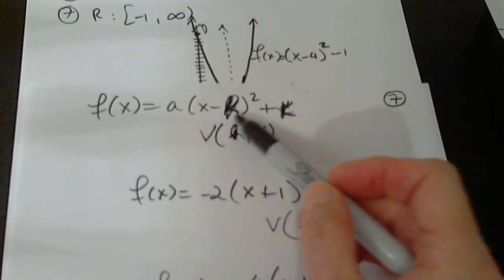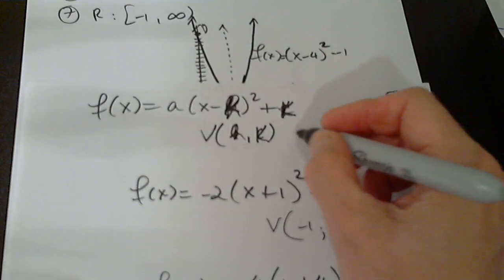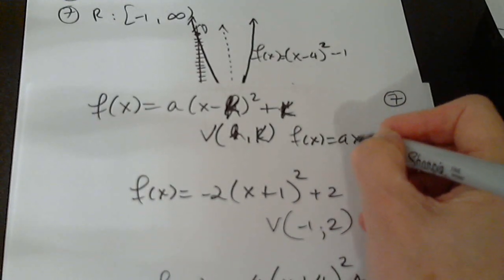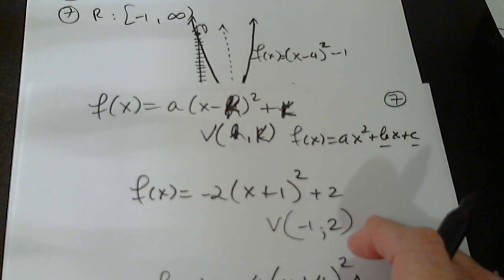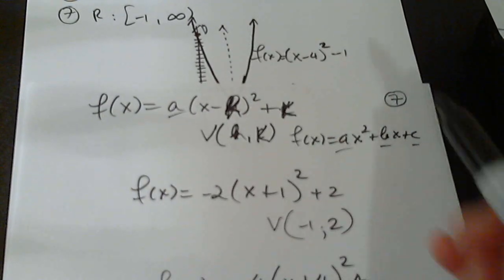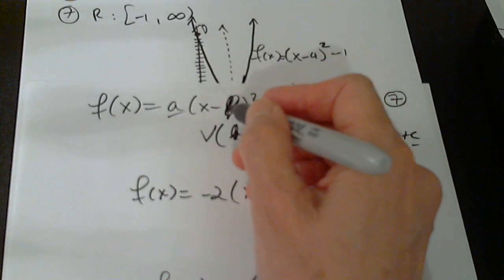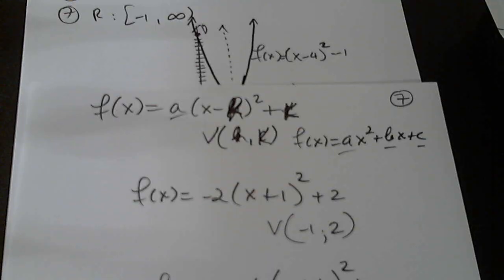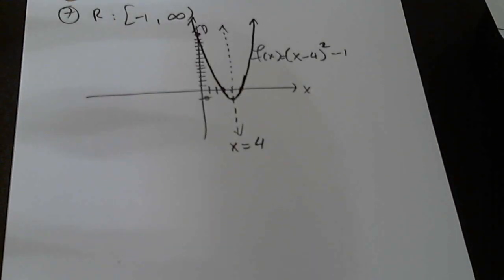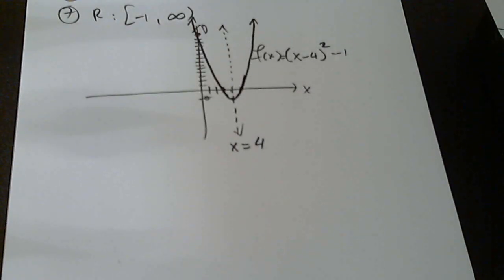The reason we're not using B and C is because we have f of x equals a x squared plus bx plus c, and they mean something else. And a is the leading coefficient in both. So we're using H and K as a general formula. Okay, any questions? If no questions, I would like to go to word problems now.